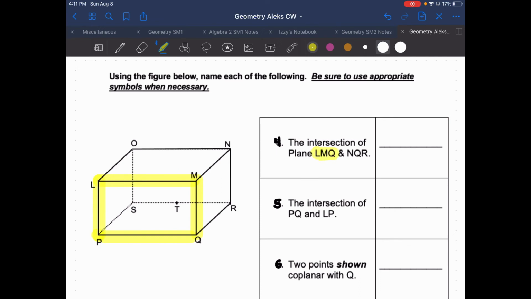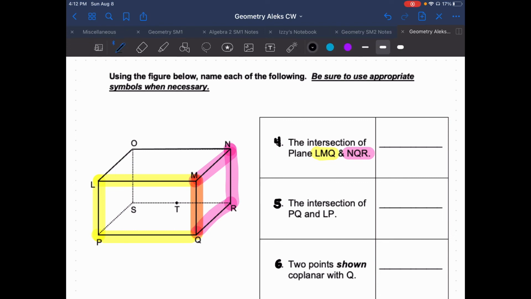Okay, let's do the same thing for NQR. So N, Q, and R. The third one, so this is how I'm going to connect it. It looks like that right side of my prism. Think of it like a Kleenex box. So M is going to have to be my 4th point. And if you notice right here, my 2 colors kind of blended together and became orange.